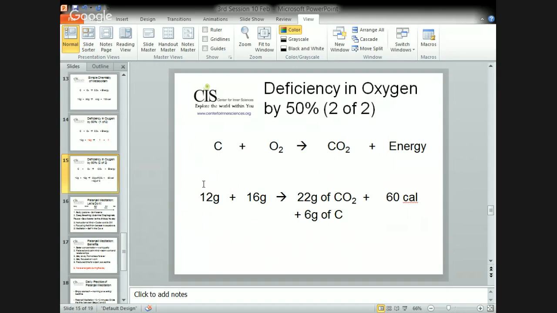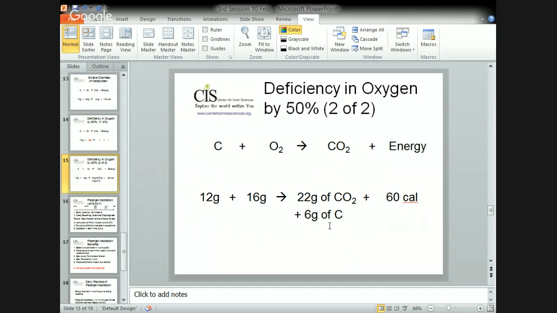Actually, what will happen? Out of this 12, only 6 will participate in the chemistry. 6 and 16 will become 22 gram of carbon dioxide, and this 6 gram will give out 60 food calories. But you had eaten enough food. We don't compromise on the amount of food, isn't it? Indeed, many times we are overeating. But what is happening? This 6 gram is simply going out of the system.